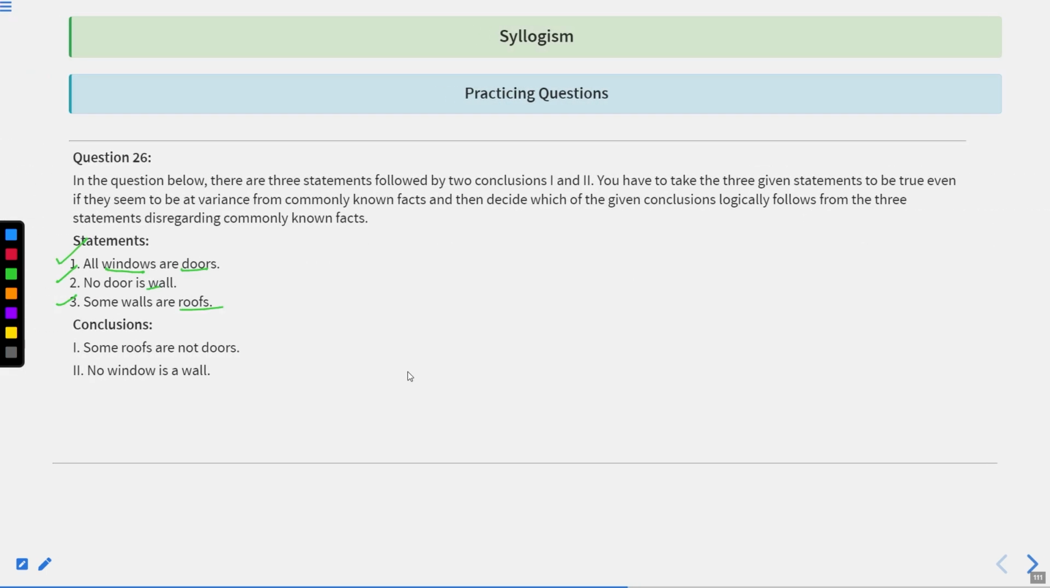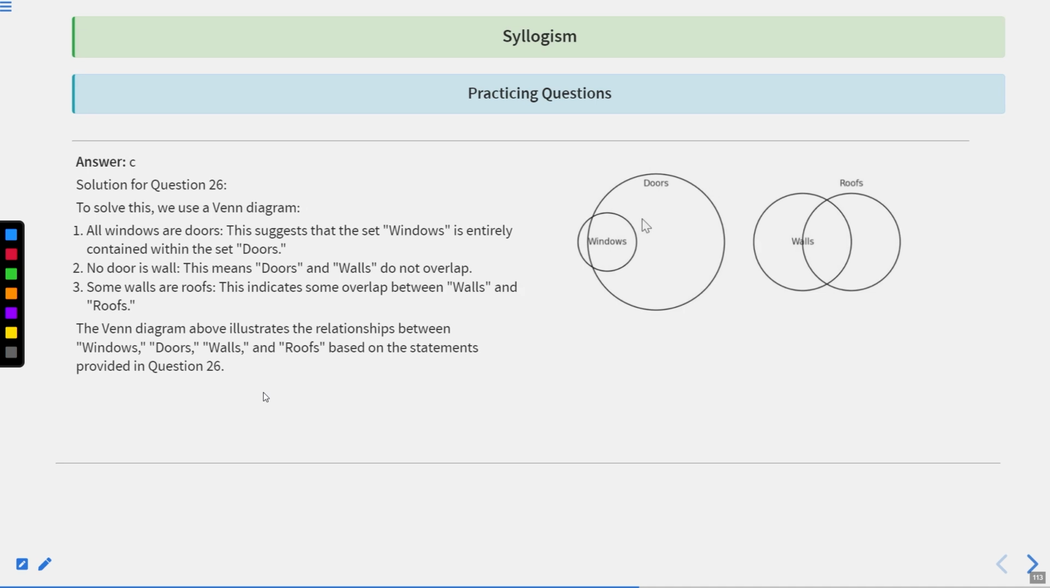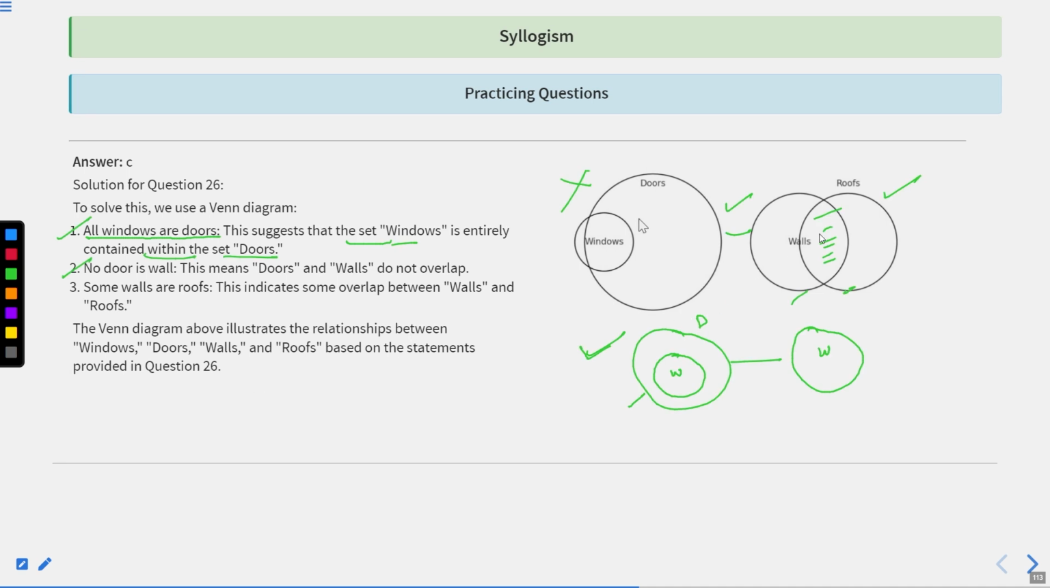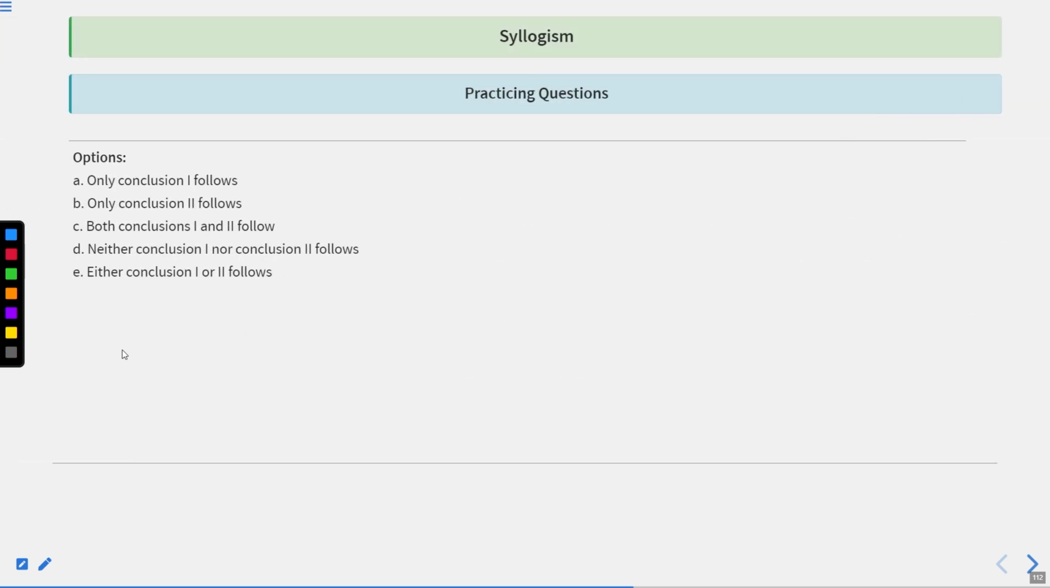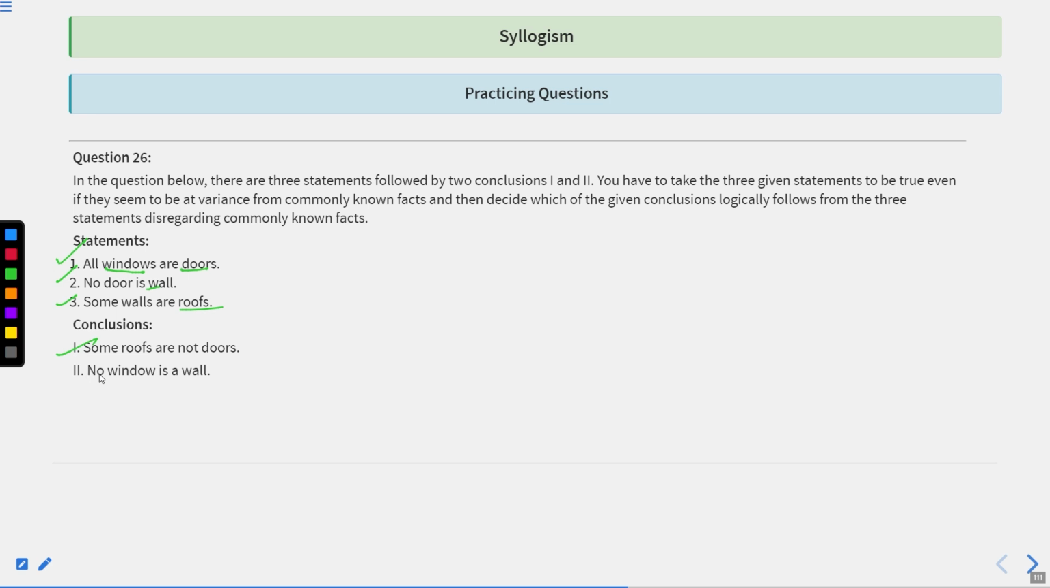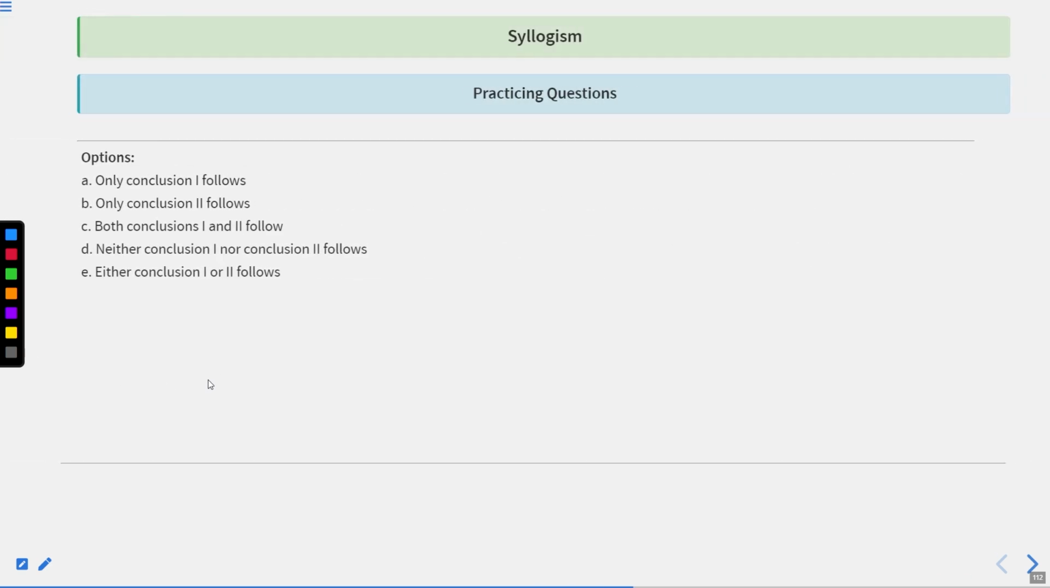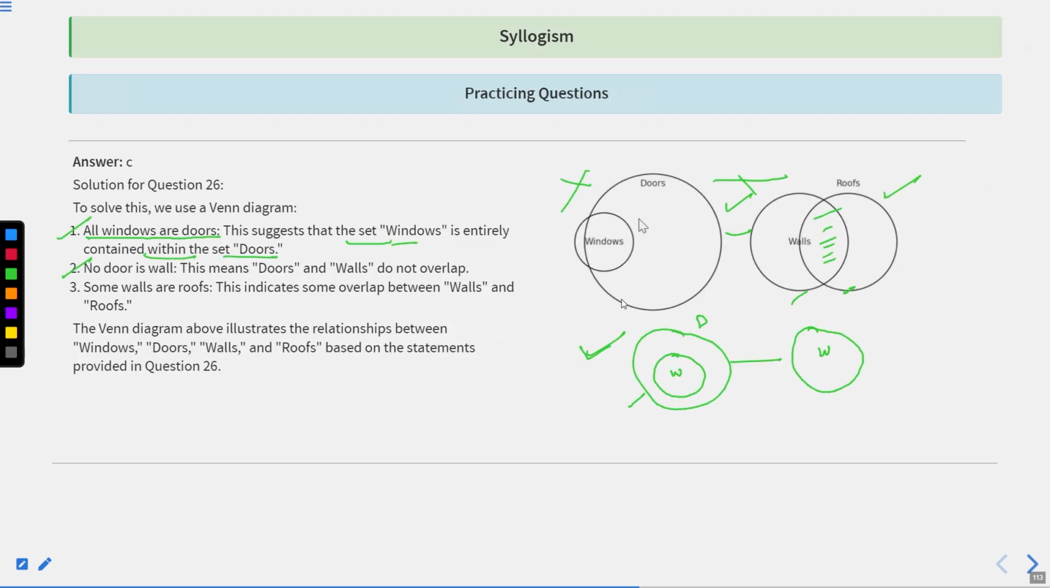So the first conclusion says, some roofs are not doors. Obviously, there is no relation between roofs and doors. Is there any relation, my dear students? No, there is no relation between roofs and doors. So this is correct. Now, no window is a wall.